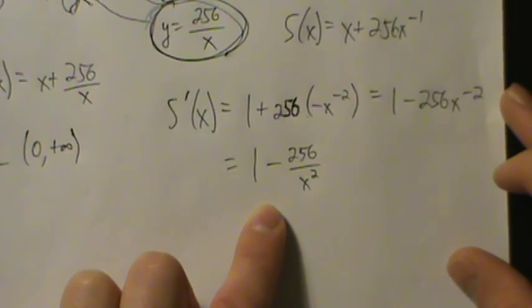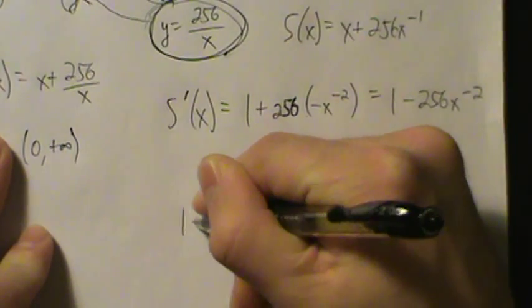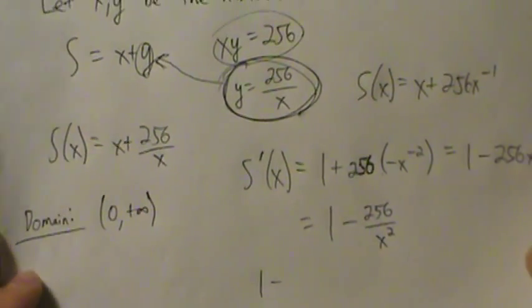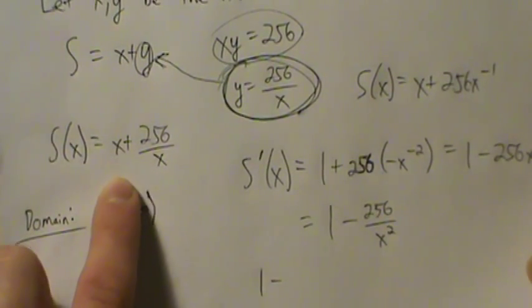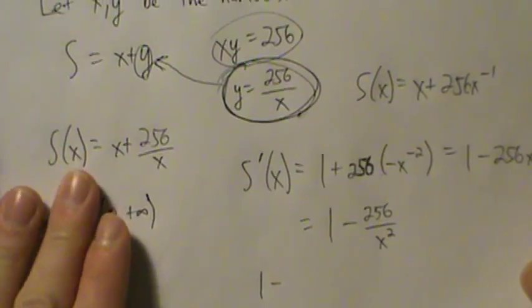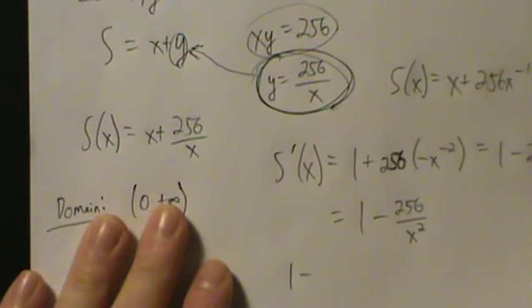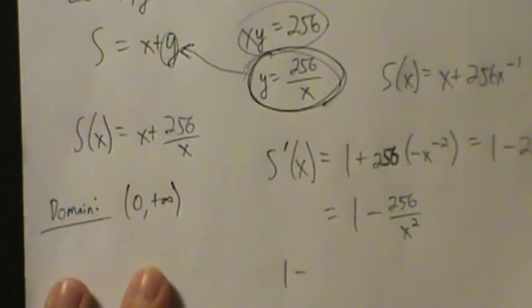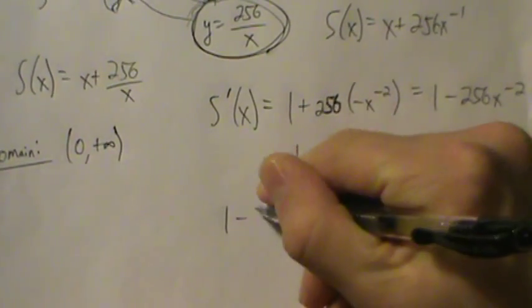Now we want to set this equal to 0 and solve for x. In other words, what are we looking for? We're looking for critical points, right? Why are we looking for critical points? Because we're trying to minimize this, s of x, that's the sum of x and y, but it's expressed in terms of just x. We want to find the numbers x and y that minimize the sum. So that's why we're taking the derivative of s, so that we can see where that minimum happens.